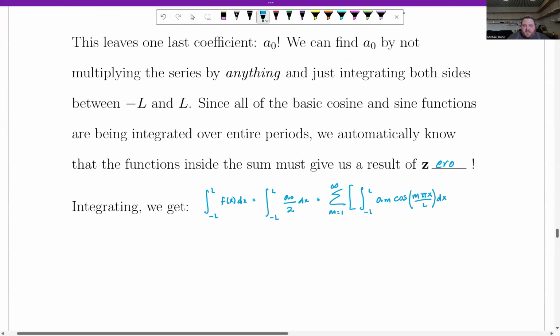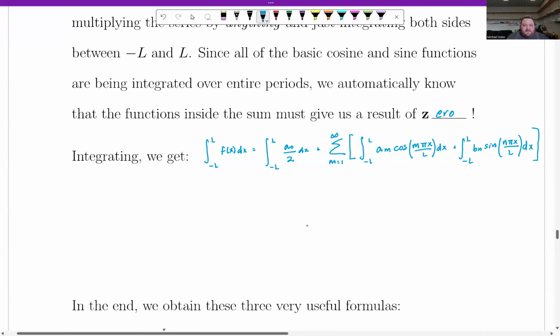Am cos m pi x over L plus the integral from negative L to L of Bn sine n pi x over L dx. Okay, so all we've done is integrate from negative L to L on our original function f of x, equaling our Fourier series on the right-hand side. And so this left-hand side will stay the same, negative L to L of f of x dx is equal to, okay, so this first term, we can actually evaluate this integral.